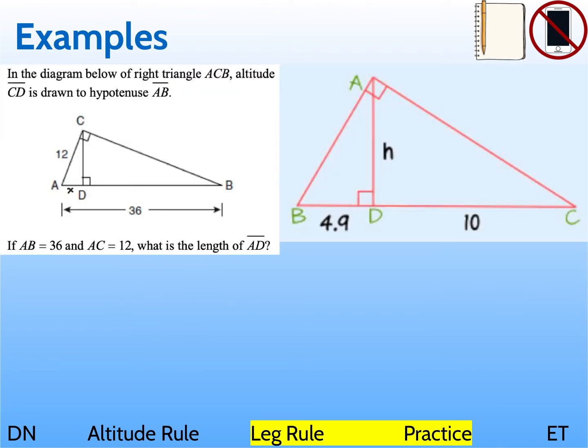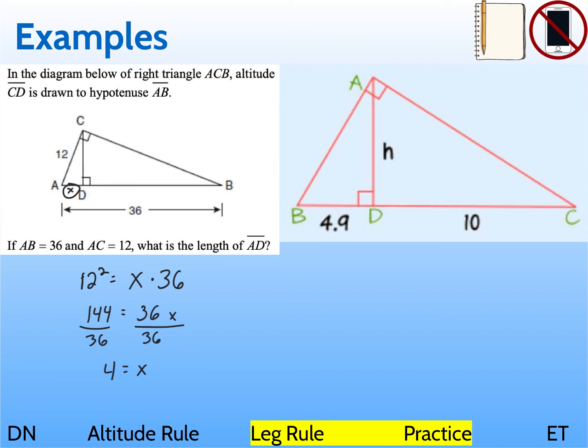Okay, so here's a couple examples here. So if we look at this one here, in no way does it involve the altitude. We're not looking for it, we don't have a number for it, but we do have something for the leg. So we're going to use the leg rule. And the leg rule, again, is the leg squared, so 12 squared, equals the part of the hypotenuse next to it, so like x times, and then 36 for the whole hypotenuse. So with that, let's simplify. We get 144 equals 36x. Divide by 36, and you get 4. So that piece is 4.